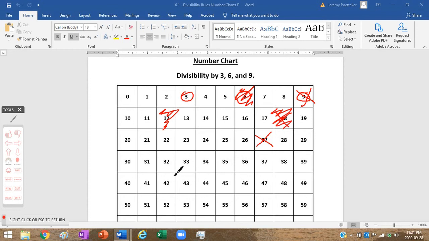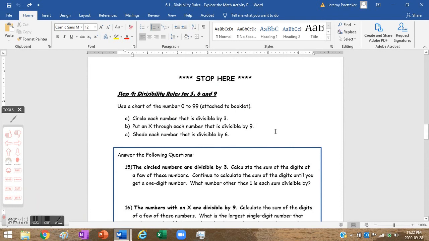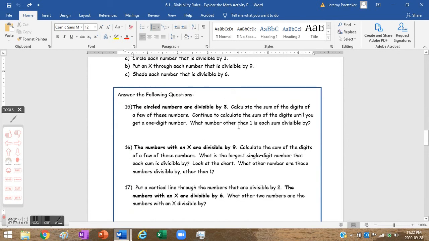X if they're divisible by 9. Hey, 9 is divisible by 9. So is 18, so is 27. And then we're going to shade if they're divisible by 6. So there we go. And you guys can keep going. Make sure you fill this out again.